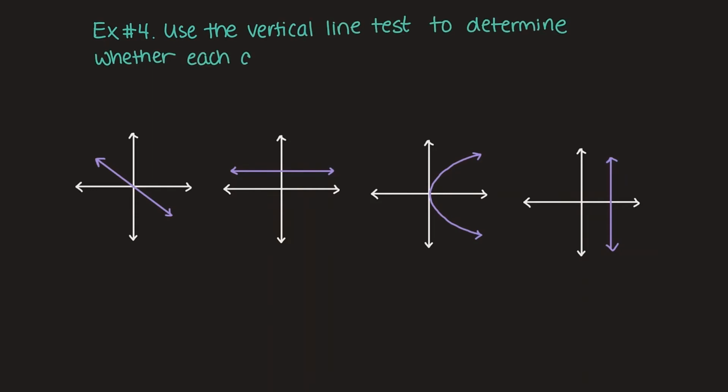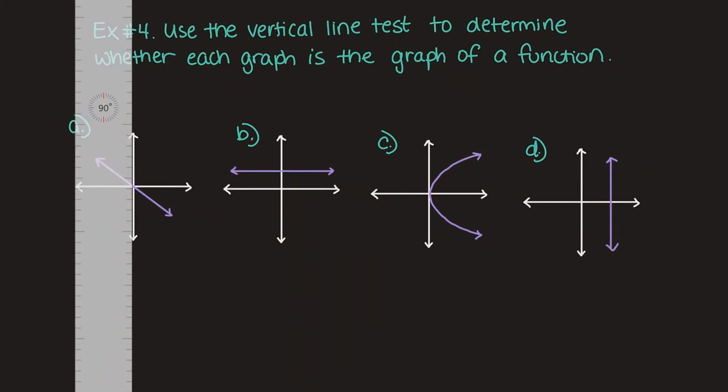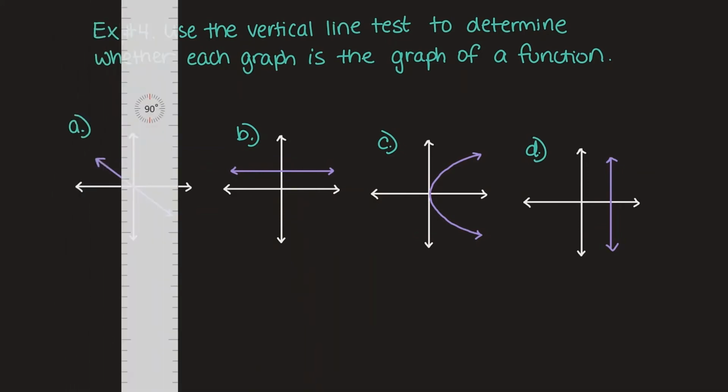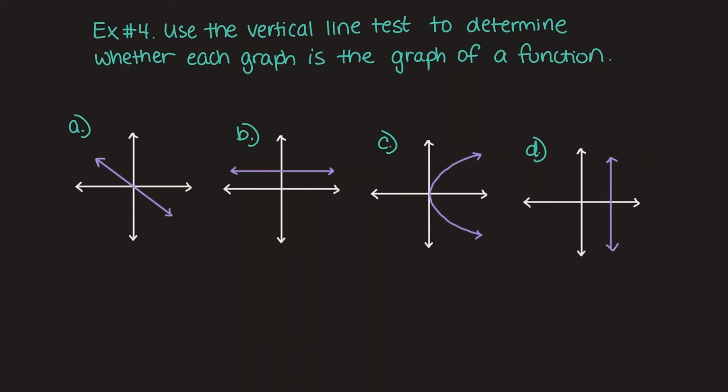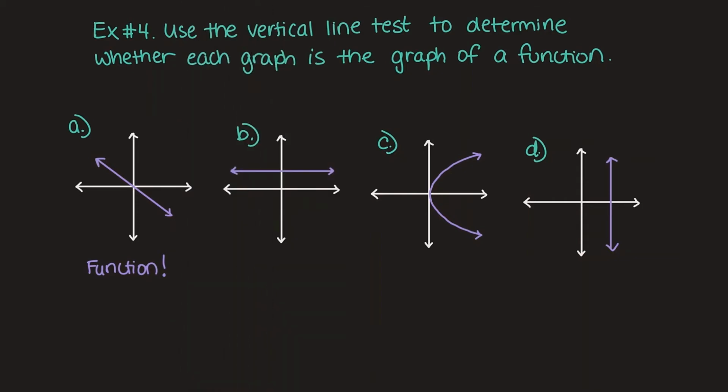Let's try using this test for the following examples. So if we run a vertical line from left to right, notice how it only intersects the graph just once. This graph passes the vertical line test. Therefore, this is a graph of a function. The same thing for the next graph. Running a vertical line from left to right, it only intersects the graph once. This passes the vertical line test. Therefore, this is a graph of a function.